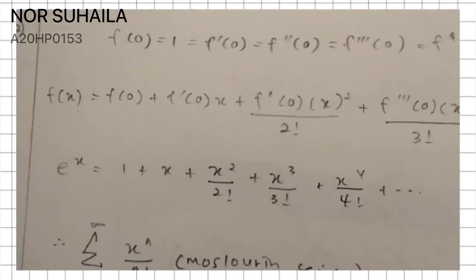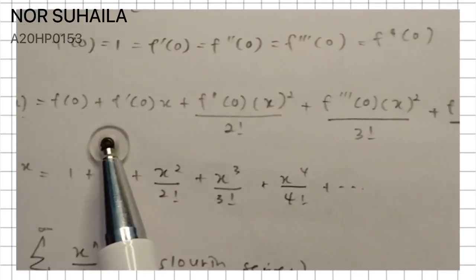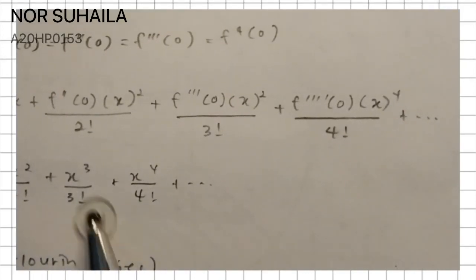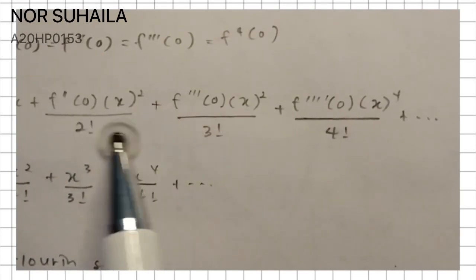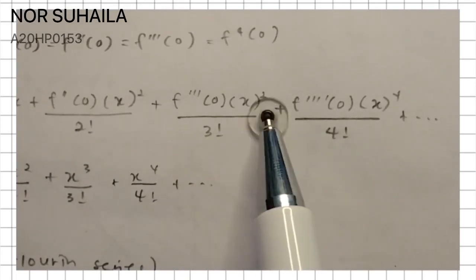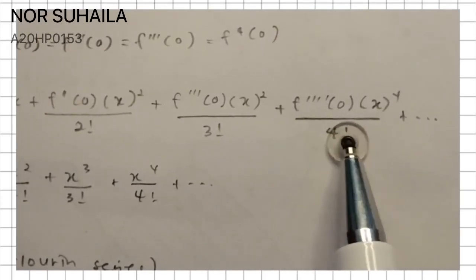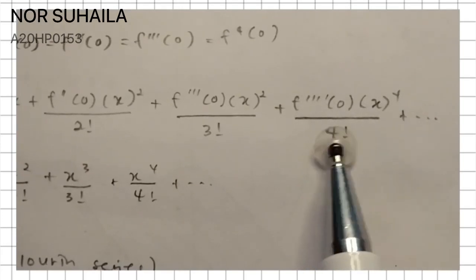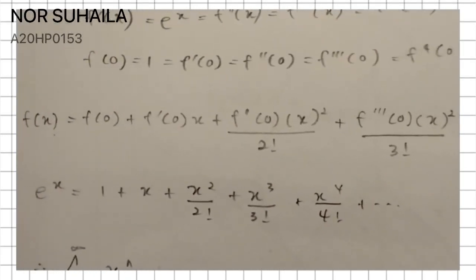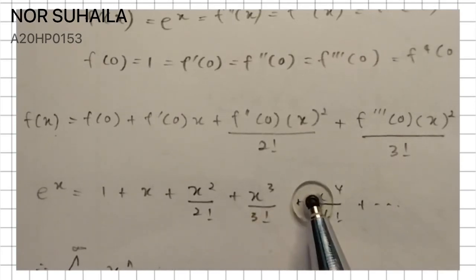So f(x) equals f(0) plus f'(0)x plus f''(0)x^2 over 2 factorial plus f'''(0)x^3 over 3 factorial plus f''''(0)x^4 over 4 factorial plus and so on. And in the end we get e^x equals 1 plus x plus x^2 over 2 factorial plus x^3 over 3 factorial and so on.